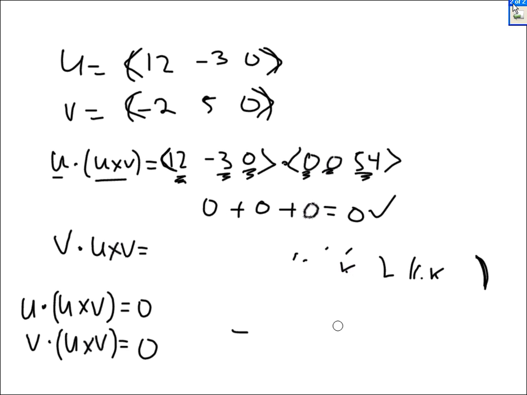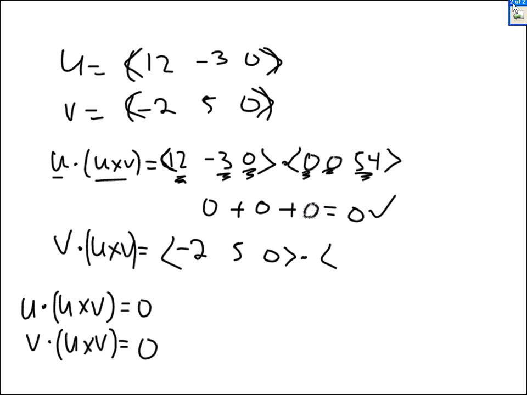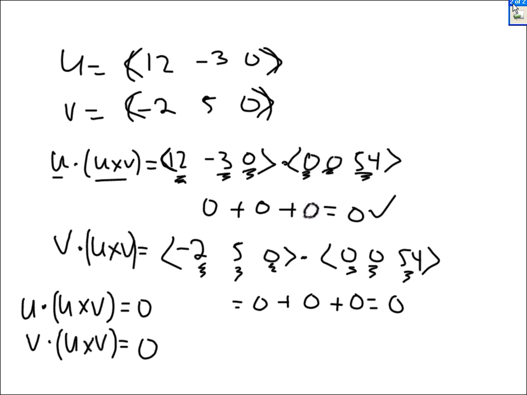Given 2 vectors, if you can find the cross product, that cross product will be orthogonal to the original 2 vectors. Okay, v dotted with u cross v. Well, v is above, it's negative 2, 5, 0. And u cross v is 0, 0, 54. Multiply the first entries, you get 0, plus. Multiply the second entries, 0, plus. Multiply the third entries, 0. Bingo, you get 0.